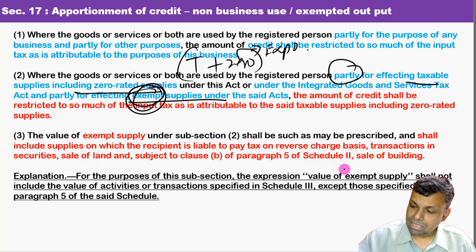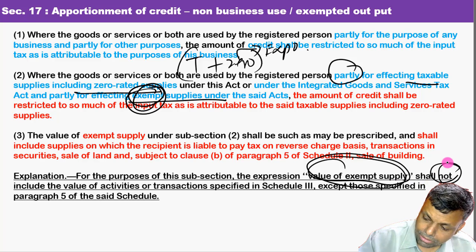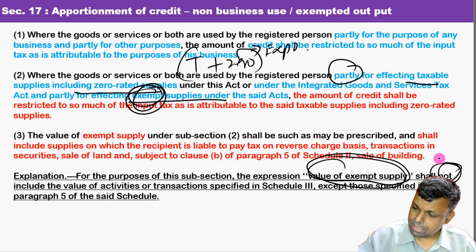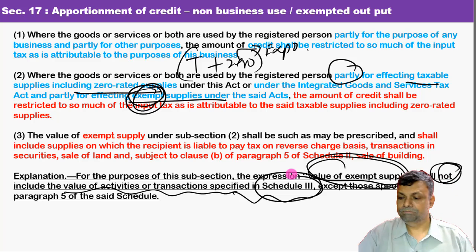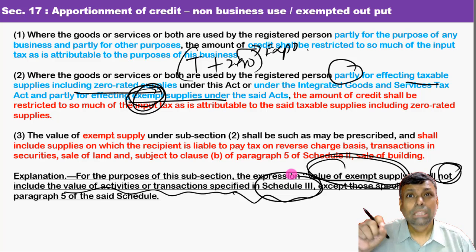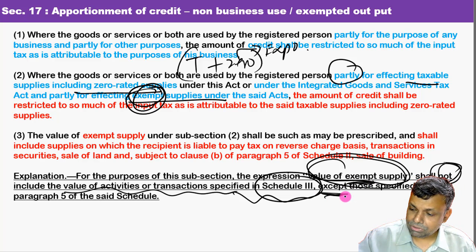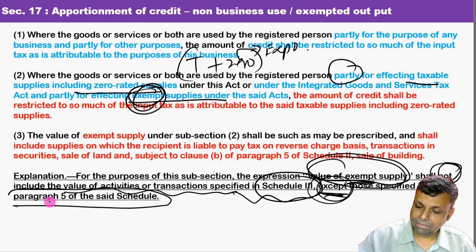But these exempt supplies are further explained here in the form of an explanation: the value of the exempt supply shall not include, keep this particular point in your very, very big memory, shall not include the value of activities or transactions specified in Schedule 3. That means the entries of Schedule 3 will not be included for this particular purpose, except those specified in paragraph 5 of that particular schedule.